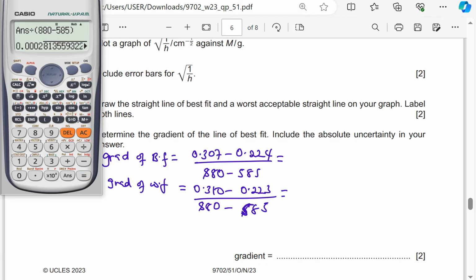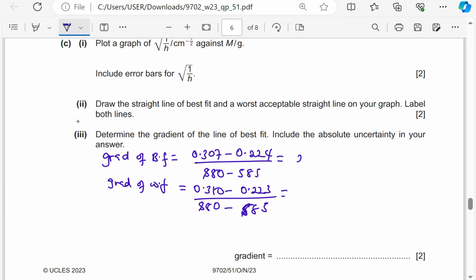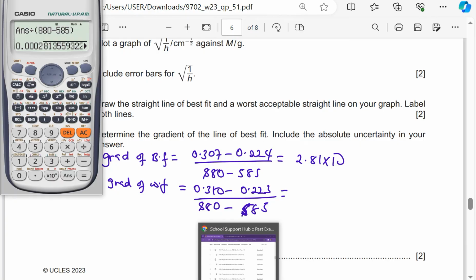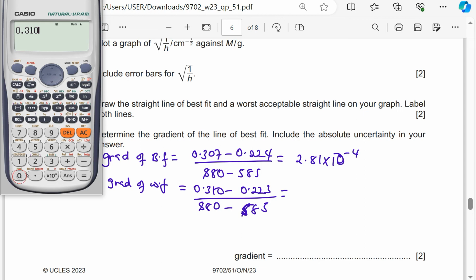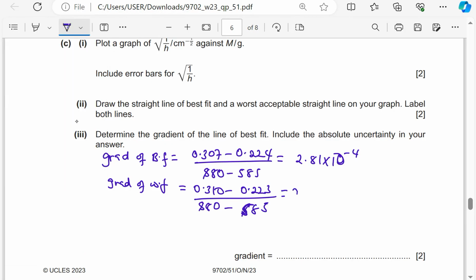So this is going to be, I'll just write, 2.81 times 10 to the power of minus 4. And then this one, 0.310 minus 0.223 divided by 880 minus 585. So this is 2.95 times 10 to the power of minus 4.